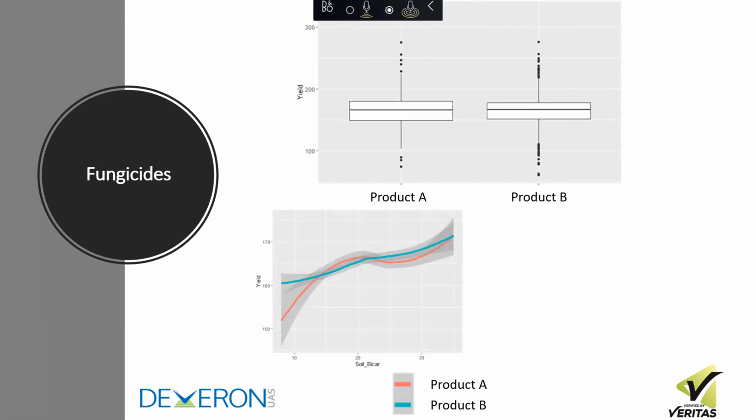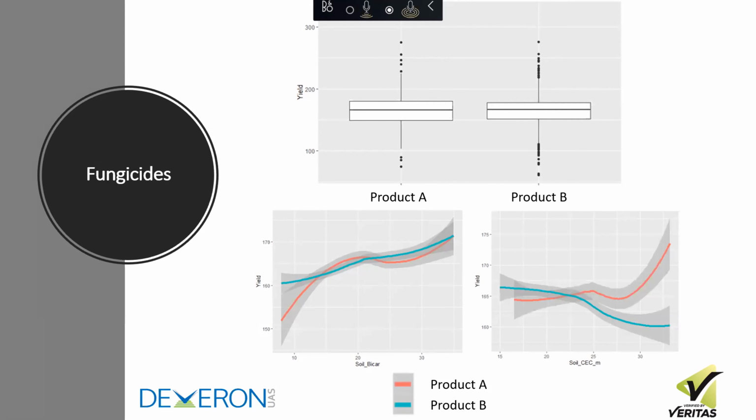But what we did do was take a look at how the product did based on soil test. We looked at all of them, and I'm just going to share with you a couple. One of them is the soil bicarb. This is our phosphorus test, the Olsen test that we work with here. And then the other one was CEC.